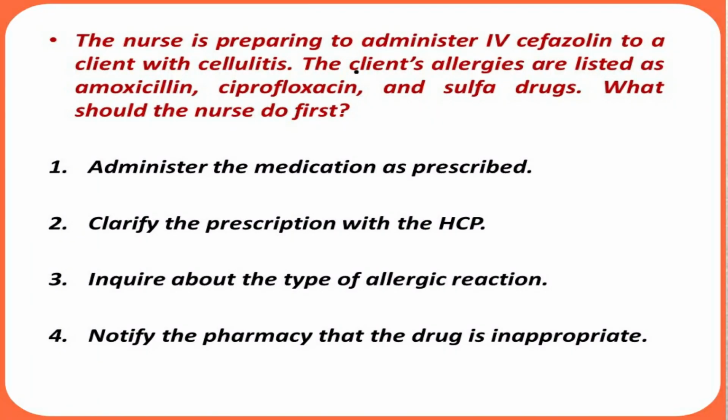So here the keyword is what the nurse should do first, which means that out of the options given below, maybe the nurse has to do all of them, but which should she do first. So we'll see the options. Option 1 says administer the medication as prescribed. Option 2, clarify the prescription with the HCP. Option 3, inquire about the type of allergic reaction. Option 4, notify the pharmacy that the drug is inappropriate.